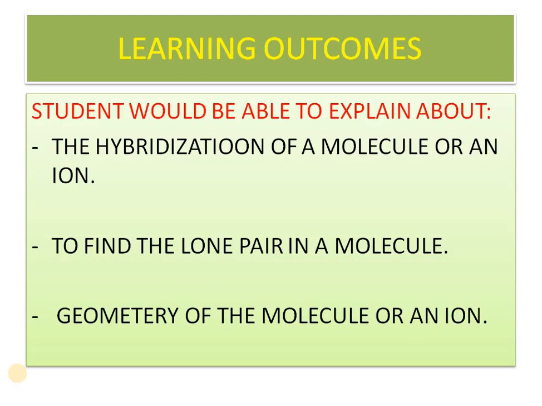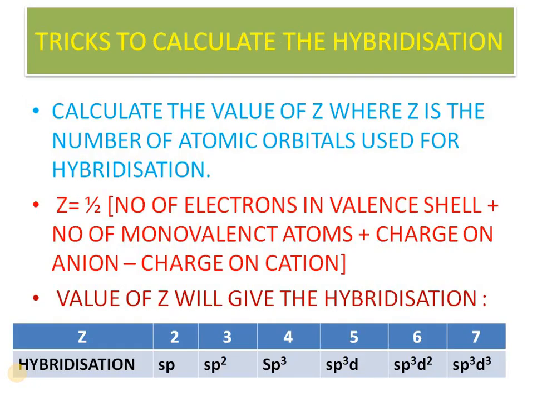Learning outcomes from this session are the hybridization of a molecule or an ion, finding the lone pair in a molecule, and the geometry of the molecule or an ion. Hybridization spelling we need to correct. I am not going into what is hybridization. I am dealing here with how to calculate the hybridization quickly.